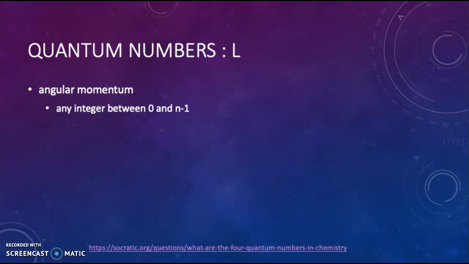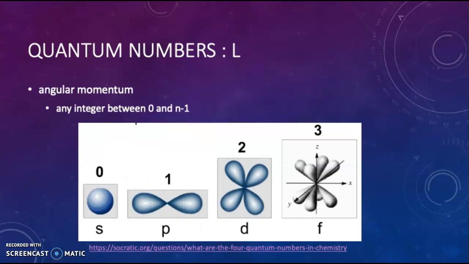So when n is equal to 1, the only possible angular quantum number is 0. When L is equal to 0, that means an electron can only occupy the s orbital, which is shaped like a sphere. If n equals 2, the possible values of L are 0 and 1, which means the electrons could be living in the spherical s orbital or the dumbbell-shaped p orbital.